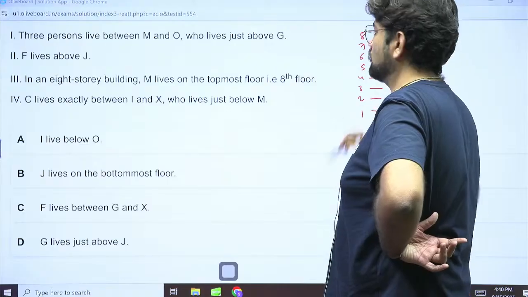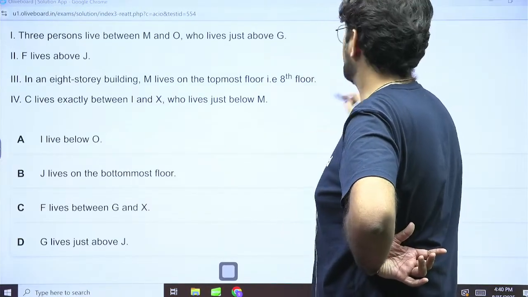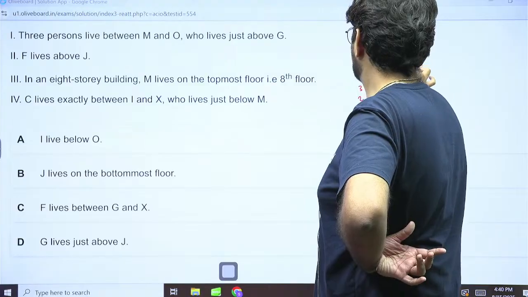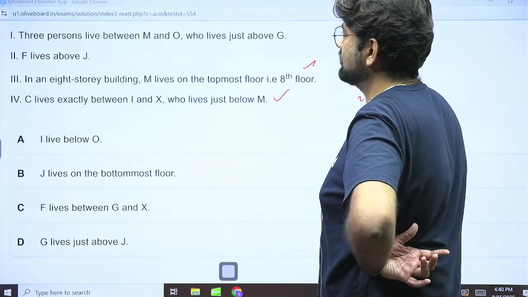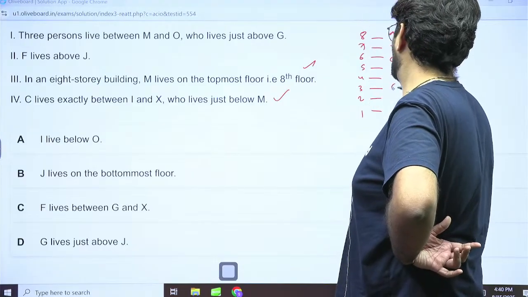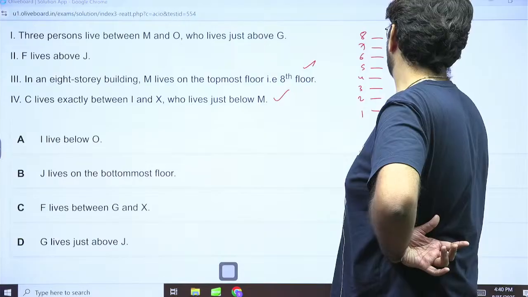So M is on the topmost floor. C lives exactly between I and X, who lives just below M. X lives just below M and C lives between I and X. So we are done with this. F lives above J, okay. 3 persons live between M and O, so this is O. O is on the 4th position, sorry.